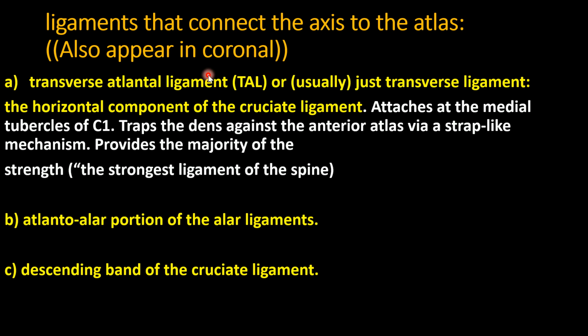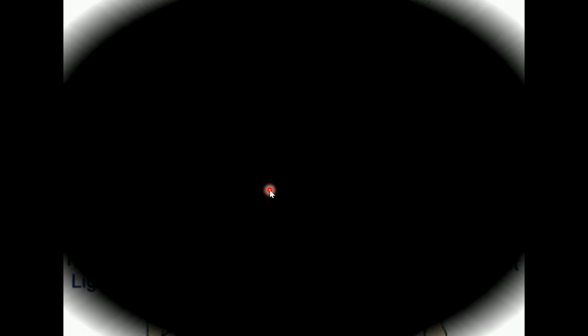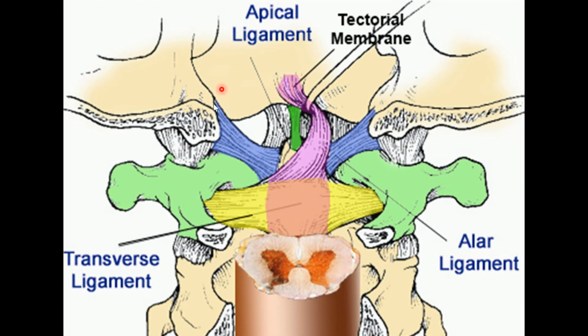Ligaments that connect the axis to the atlas. The strongest ligament of the spine is the transverse ligament, and it is the most important, even in the classification of the coming types of subluxation. Also the atlantoalar portion of the alar ligaments and the descending band of the cruciate ligament. Here we can see the sagittal section: here is the transverse ligament, here is the descending band of the cruciate ligament, and the atlantoalar portion of the alar ligament can be seen in the coronal section.